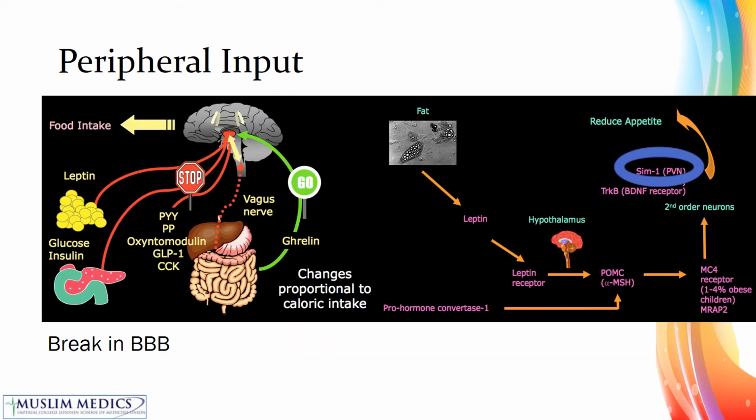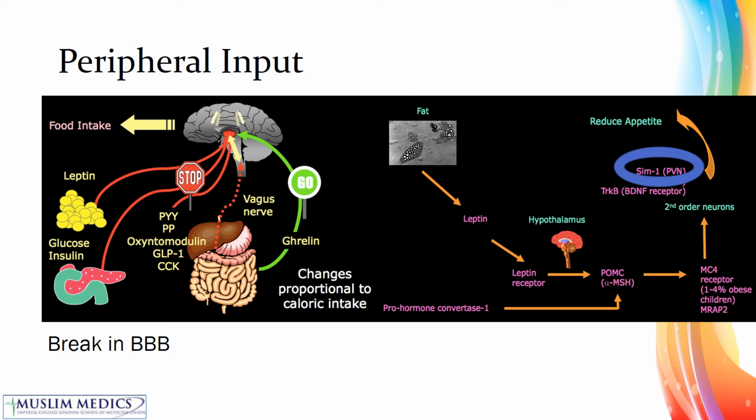So here it is again, this time just taking a look at the peripheral input into the hypothalamus. So ghrelin is our main gut hormone which acts to stimulate appetite, but we also have some hormones which inhibit appetite, such as GLP-1 and cholecystokinin. We also have other hormones such as leptin, which is produced by fat, and insulin and glucose, which also inhibit appetite.